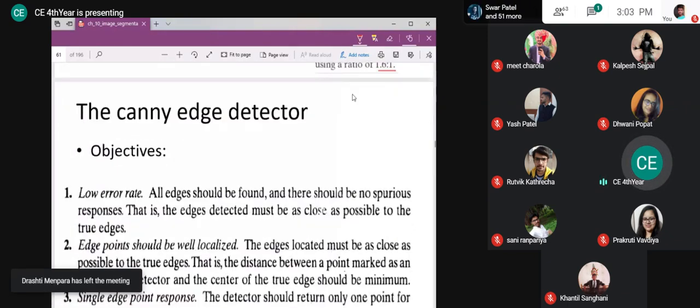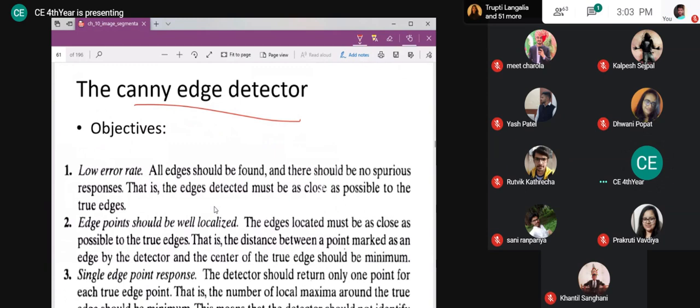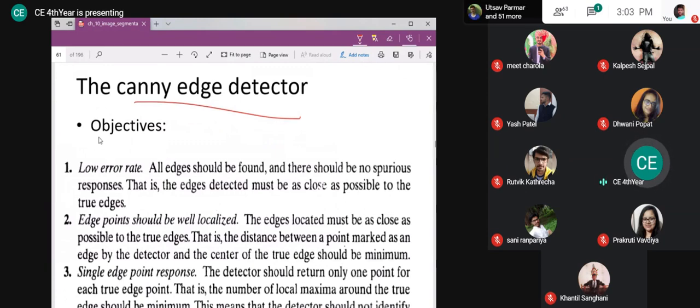Okay, so now we are going towards the next edge detector, that is the Canny edge detector. What are the objectives of the Canny edge detector? It should have a low error rate. What is the meaning of low error rate? Whatever edge the edge detector finds, when you say it is an edge, it should be an edge. It should not be an erroneous output. It should be your true edge.